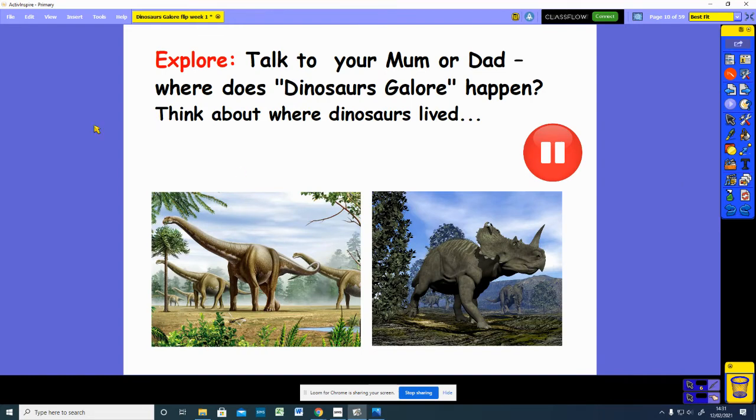So, let's explore. Talk to your mum or dad about where Dinosaurs Galore happens. Where is the setting for Dinosaurs Galore? It might help you to think about where dinosaurs lived when they were alive. These pictures might help you. Press the pause button while you think about the setting for Dinosaurs Galore.